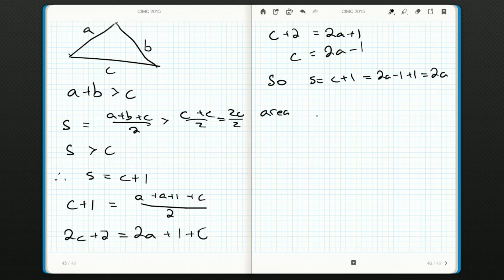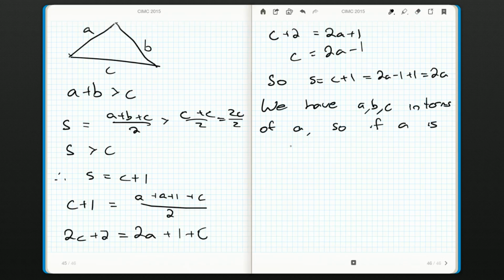I want the area to be an integer. I think this is the last property, other than having A, B, and C be integers, and those will be integers if A is an integer. So actually, I'm going to make a note of that first. We have A, B, and C in terms of A. So if A is an integer, it follows that B and C will be integers too, since you add 1 to an integer to get B.